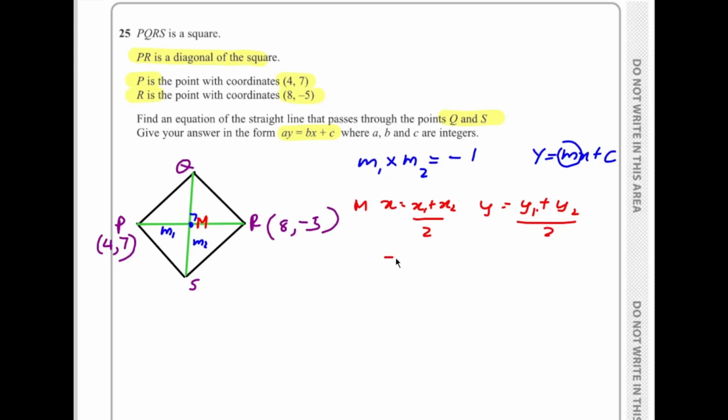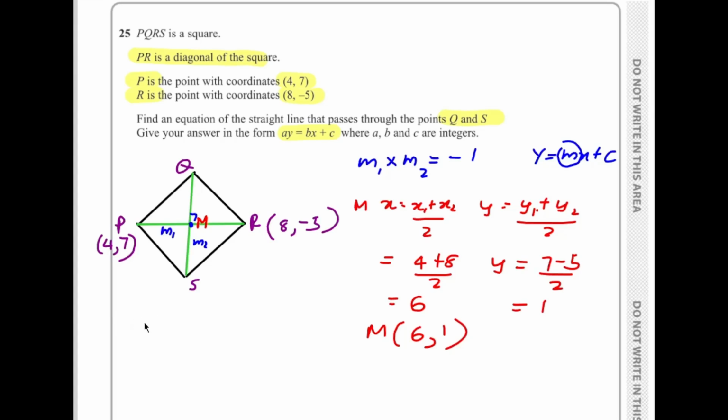Substitute the coordinates. Let's substitute x1, which is 4 plus 8 divided by 2, which becomes 12. 12 divided by 2, 6. Y becomes 7 minus 5, because this is plus minus 5. Then divide by 2, which becomes 7 minus 5, 2. 2 divided by 2, 1. Then the midpoint coordinate, I got it as 6, 1. So I have a coordinate now. Now let's get the gradient.